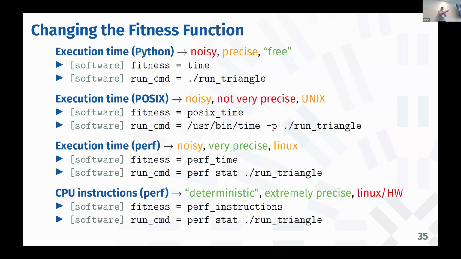I think Bill played with a few of them, with the number of cache invalidations, or context switches. It gives you a lot of things that you can use to get better software.